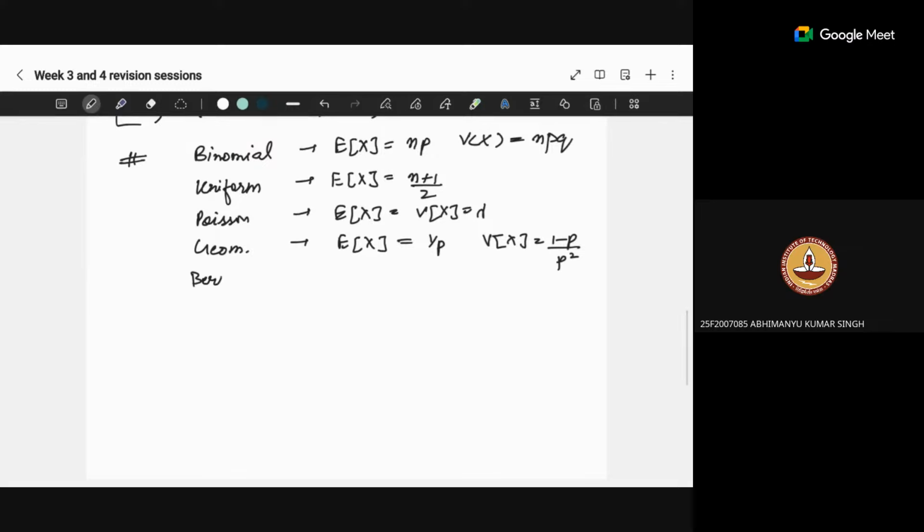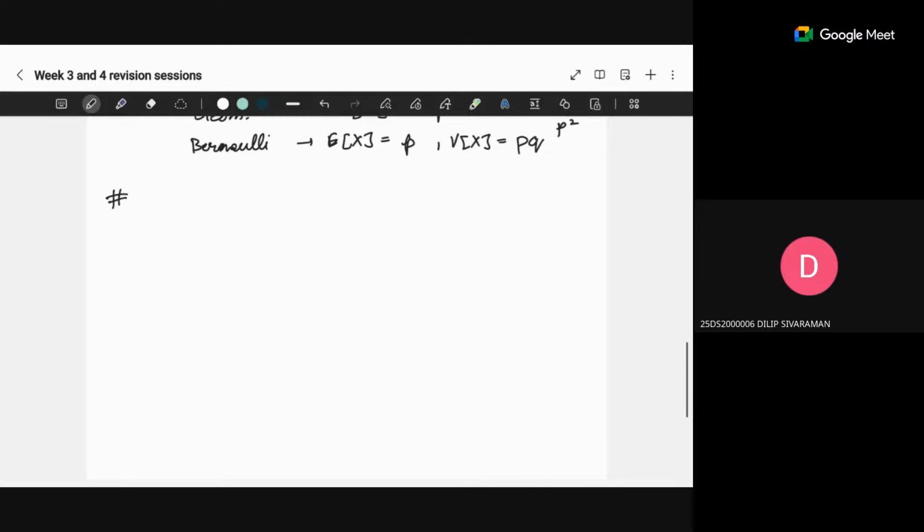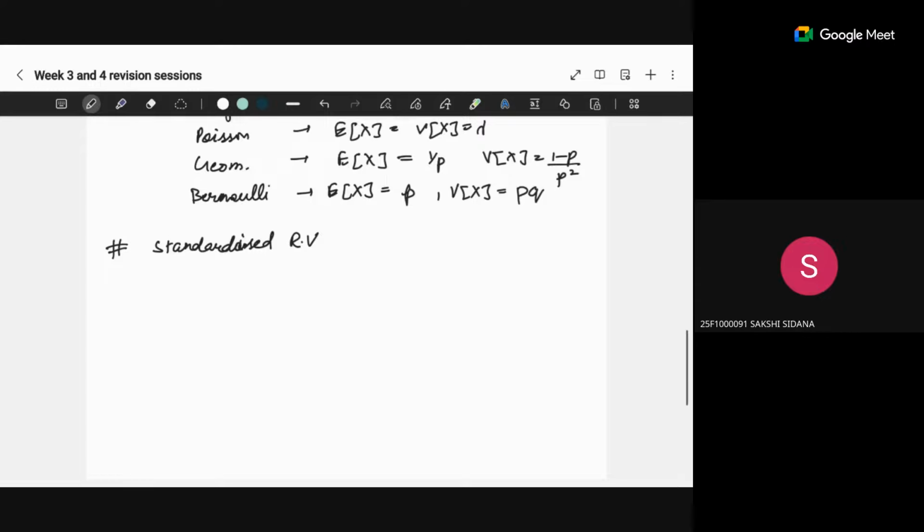What is it for the Bernoulli case? The expectation is p, and the variance is p into 1 minus p, or you can say p into q. Ma'am, what is the variance in Bernoulli? Can you please tell again? Variance is p into q, or you can say p into 1 minus p.